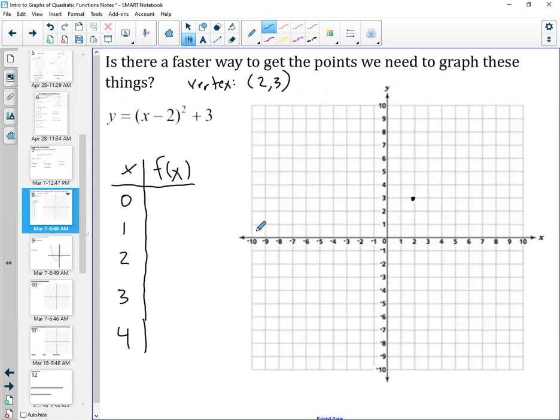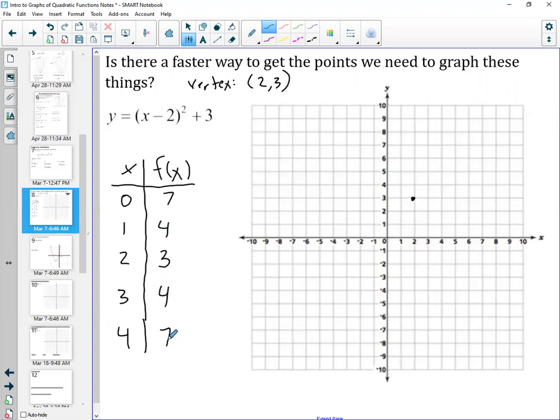I know if I plug a 2 in, I get 3 because that was here. But let's just see, 2 minus 2 squared is 0 plus 3. Okay, that works. Let's try 0. 0 minus 2 is -2. -2 squared is +4. 4 plus 3 is 7. 1 minus 2 squared is -1 squared is +1 plus 3 is 4. And I know, and you'll see this pretty soon, that if these are evenly spaced, this is going to be 4 and 7 again also.